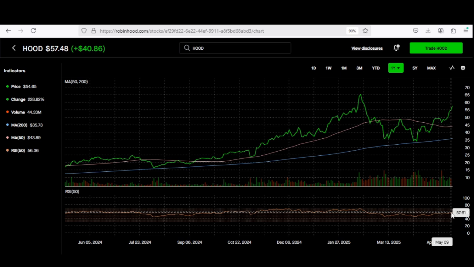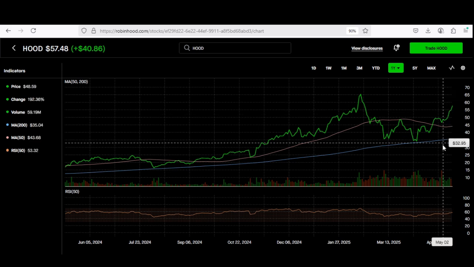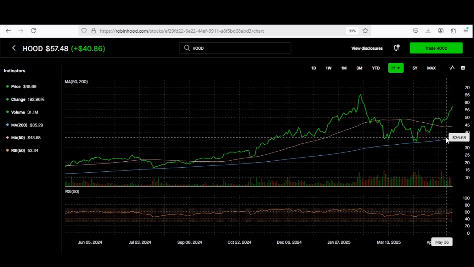Now, just for emphasis, if a stock is trading closer to the 70 RSI mark, that tells you the stock is going into overbought territory. And with Robinhood trading at the 60 RSI, it's getting close to that overbought territory right here. So now, with the RSI at 60 and the share price trading way above the 200-day moving average, I can make a decision on what strategy I want to use for this stock.